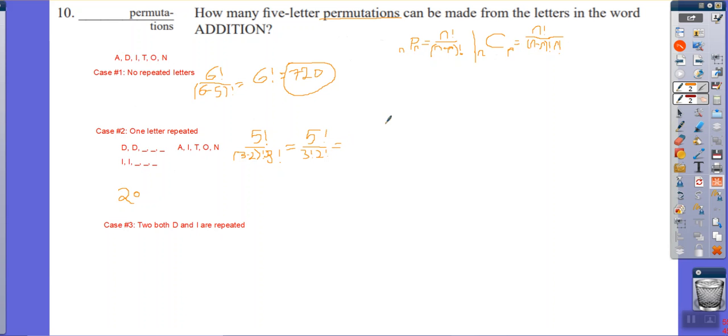Now that means we're going to have 5 times 4 times 3 factorial. The reason why I'm going to call that 3 factorial is because I'm going to divide by 3 factorial. And I also have this 2 factorial, which is just 2 times 1, so that's just 2. And 3 factorial divided by 3 factorial is 1. 4 divided by 2 is 2. So that means 5 times 2 is 10. So there are 10 ways of choosing the total letters.